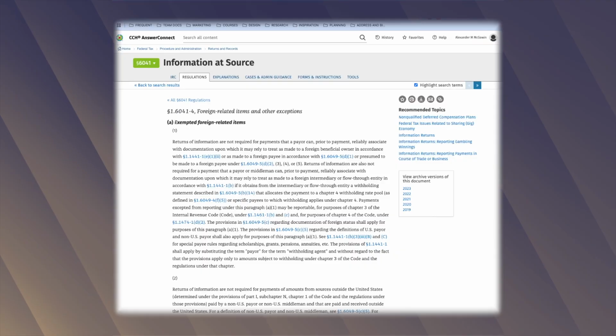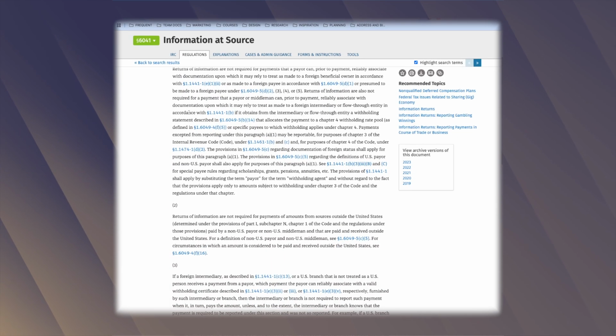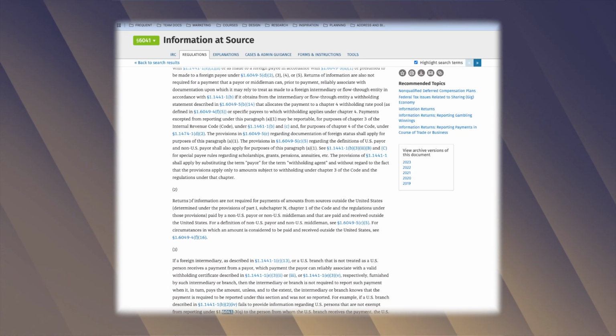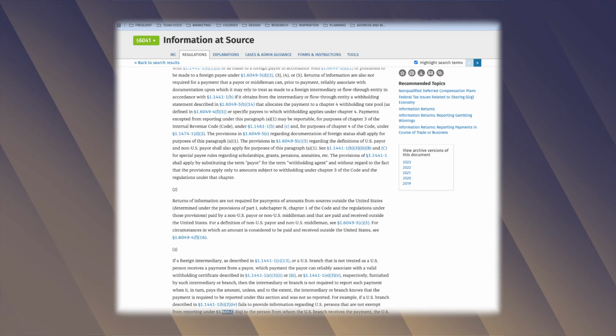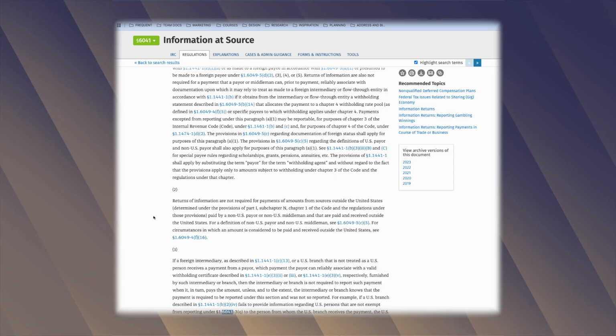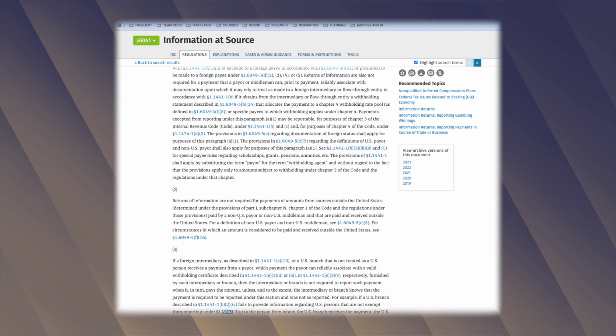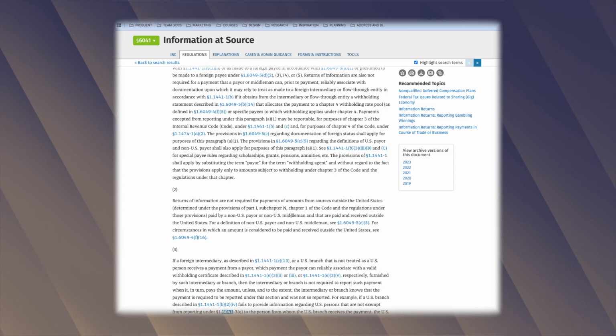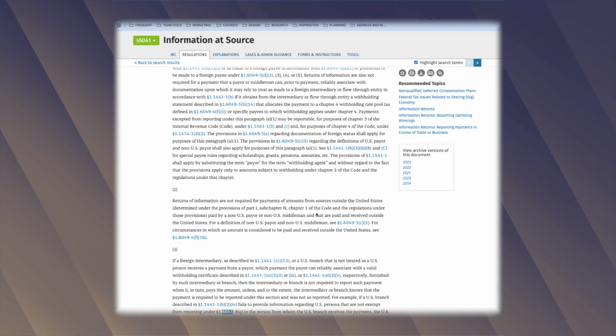Now, I've been researching this for hours. If you have a foreign-owned single-member LLC, here's what I've gotten to. Internal Revenue Code, these are the regulations for code section 6041, which requires information filings, which is what this is. Information returns are not required for payments of amounts from sources outside the United States, as determined under subchapter N of the code, paid by non-U.S. payers or non-U.S. middlemen. I know it says that are paid and received outside the United States, but they're paid outside the United States.